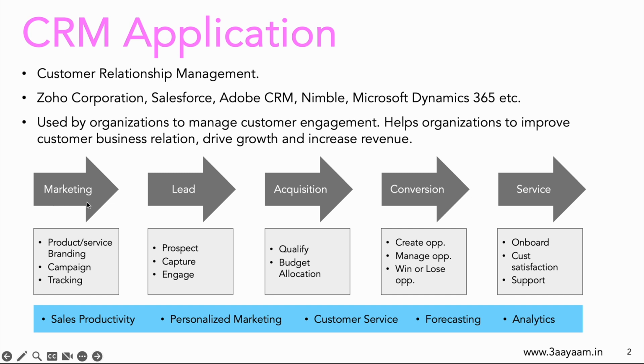The marketing stage typically contains product or service branding, various types of campaign, and then tracking the leads generated during those campaigns. These are the different things that happen in the marketing stage. In the lead stage, the CRM tool captures the various prospects. By prospects, I mean the propensity of attaining customers. How likely it is that a particular customer would use the organization's product, service, or anything for that matter. Then in the lead stage also, those leads are captured and then customer engagement starts.